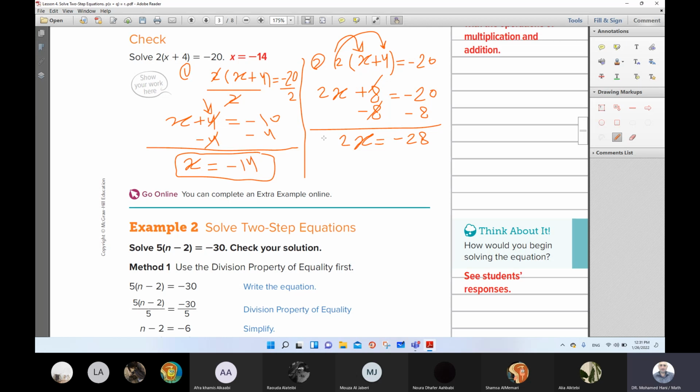Then to solve this equation, we want to remove the coefficient from this side. So you can divide the two sides by the same coefficient, by 2. Divide here by 2, and divide here by 2. 2 divided by 2 will be 1x means x equal negative 28 divided by 2 will be negative 14. So this is the solution. As you see, in the different method we have the same answer.